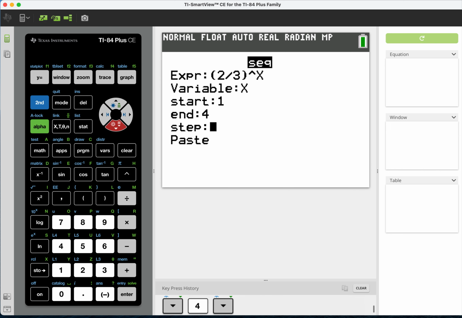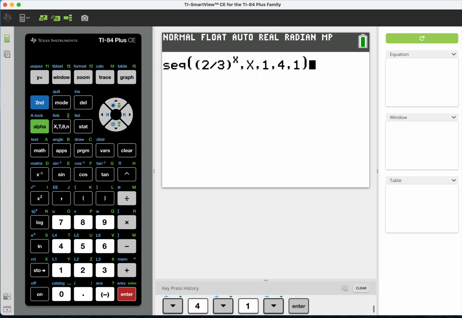Now, newer calculators have this step thing, and that's basically because they decided that in rare cases you might choose to allow 1.5 or 2.5 or something like that, and so you could make your step be smaller. We're always going to be a step of 1. And when I hit paste, this is what an older calculator would look like before they hit enter. So they would have the expression, comma x, comma 1, comma 4, and then you don't need to put that last comma 1 if you have an older calculator.